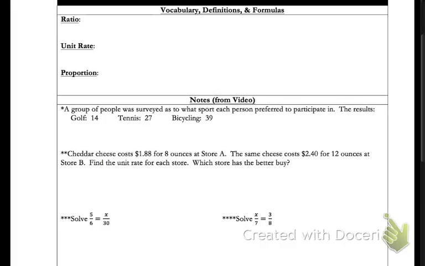So speaking of ratios, which you've already got the definition of in the vocab part of your notes, let's go down to this first problem in the notes section. A group of people was surveyed as to what sport each person preferred to participate in. And the results are there. And so let's write a ratio. Let's say we want the ratio, for example, of the people that chose tennis to the people that chose golf.